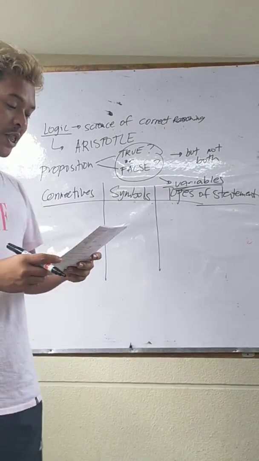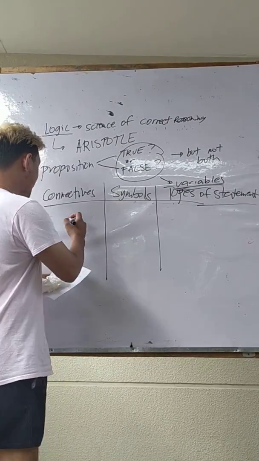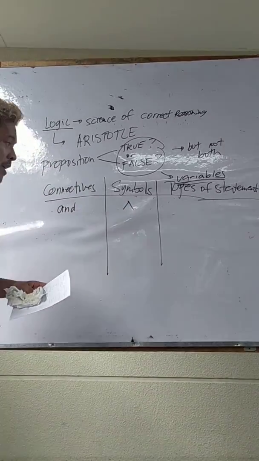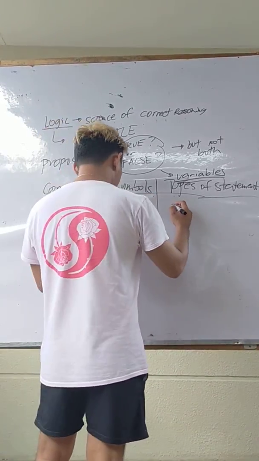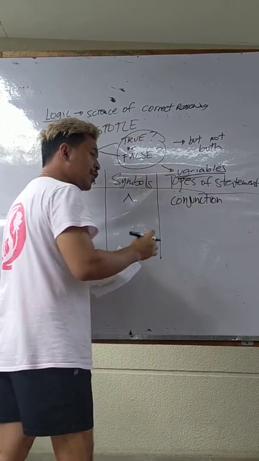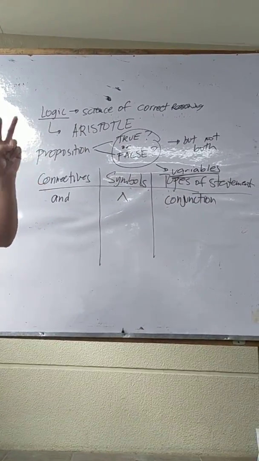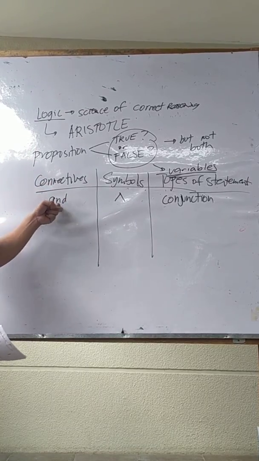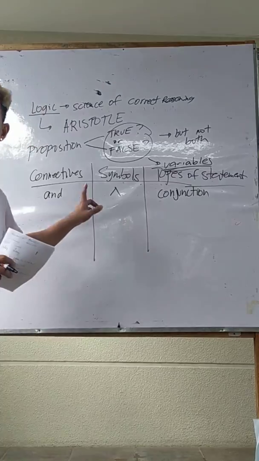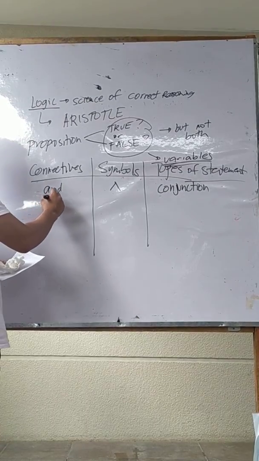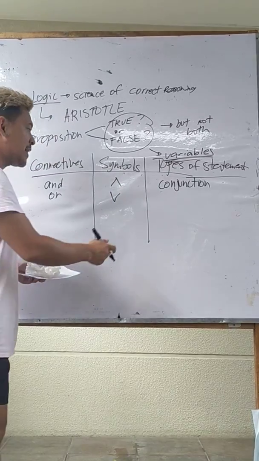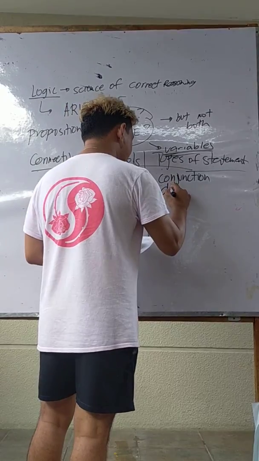Let us start with the first connective. The first connective is AND with the symbol hat, and the type of statement is what we call conjunction. So there are two propositions combined by the connective AND, and that is what we call conjunction, having this kind of symbol. The next one is OR. The opposite of that, we have V, and that will be disjunction.